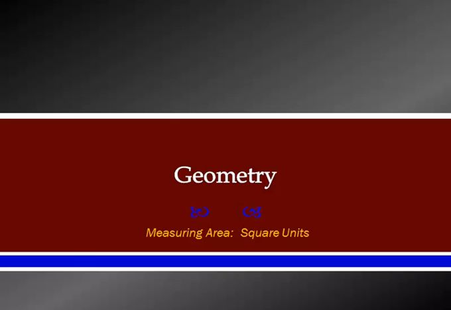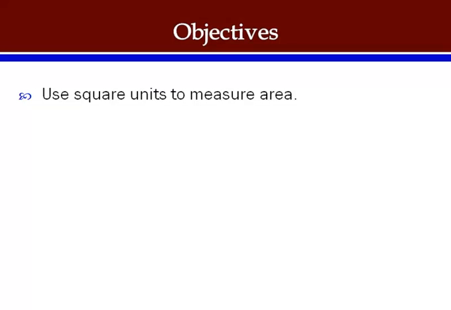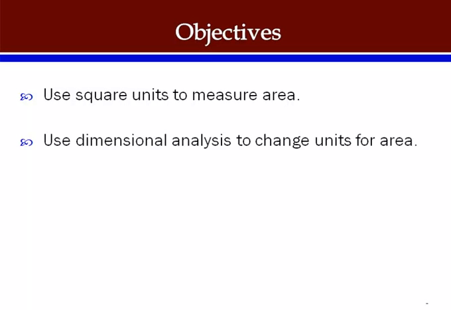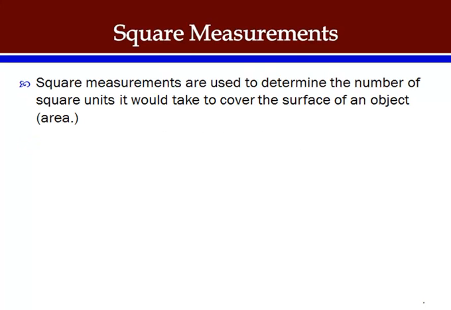In this lesson, we'll continue to talk about geometry, and specifically we'll be talking about how to measure area. And when you measure area, you use what are called square units. So our objectives are to, number one, use square units to measure area, and number two, use dimensional analysis to change units for area. So square measurements are used to determine the number of square units it would take to cover the surface of an object.